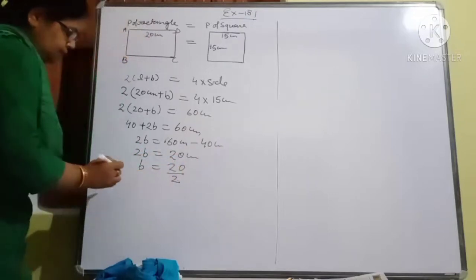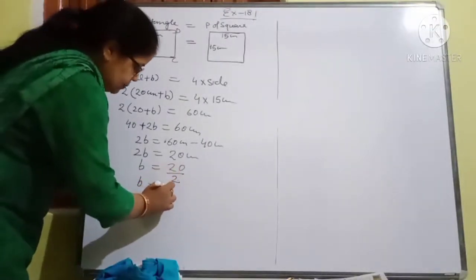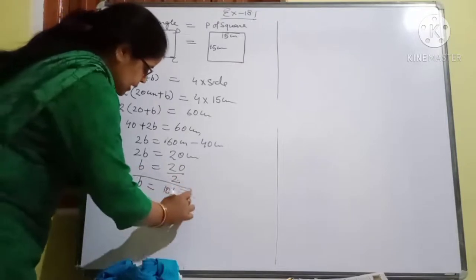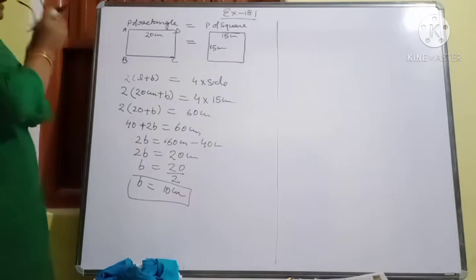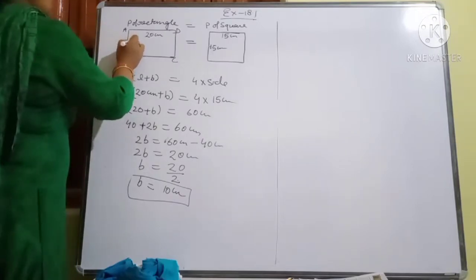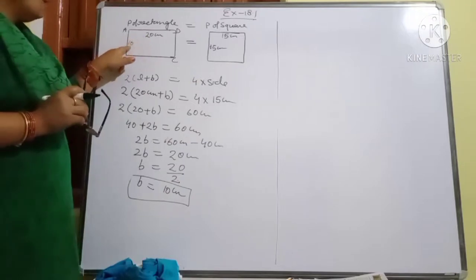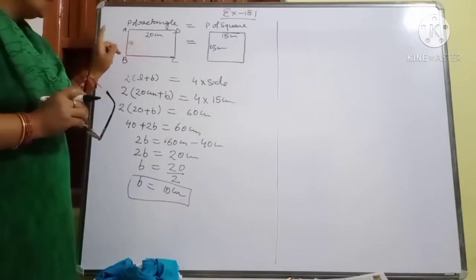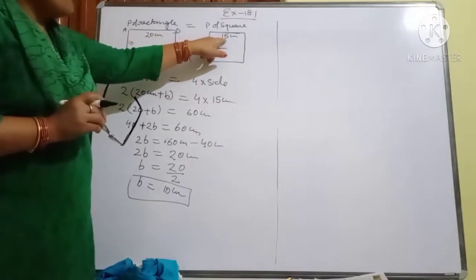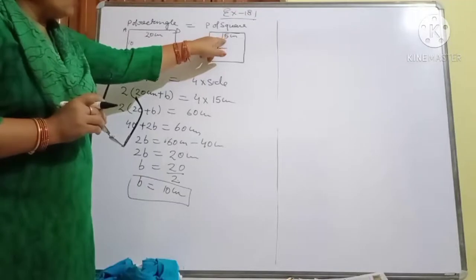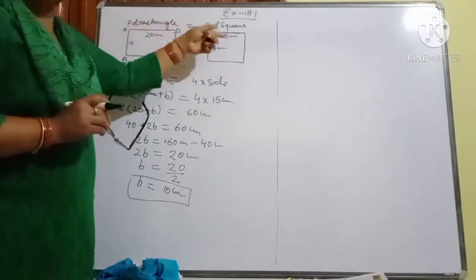So breadth will be how much? 10 centimeter. So in this way you will get the answer. Now see, if its breadth is 10, its perimeter will be 2 into 20 plus 10, 30, 2 times 30 is 60. And if you calculate the perimeter of the square also, it will also come 15 into 4, 60. So that's why perimeter of rectangle is equal to perimeter of square.